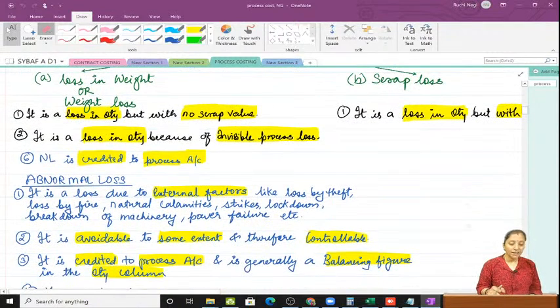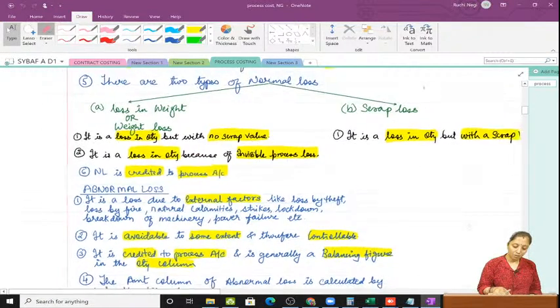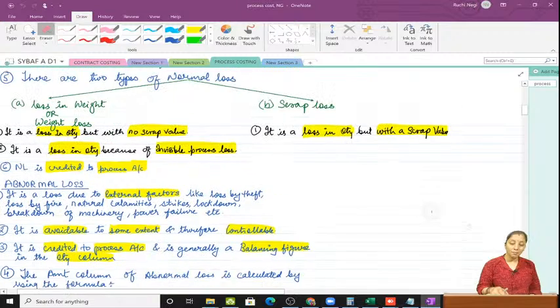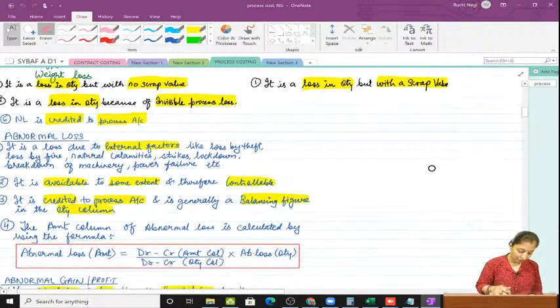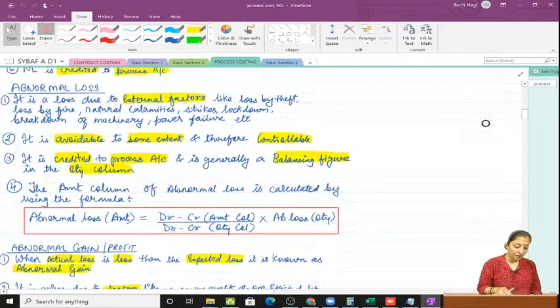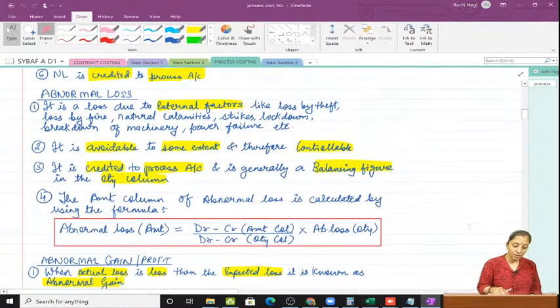Okay, so what is loss in weight? It is just a reduction in the quantity with no scrap value. And what is scrap loss? Reduction in quantity plus saleable in the market. That means it has a scrap value. Okay, then there is this concept of abnormal loss. What is abnormal loss?